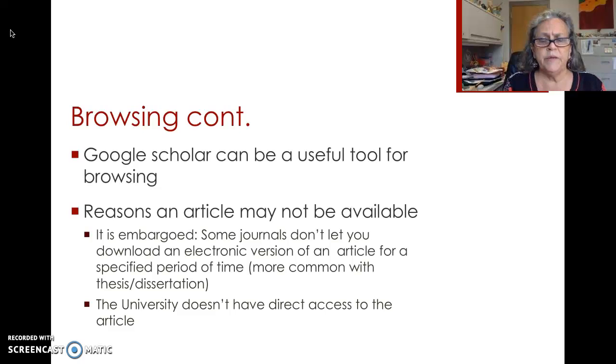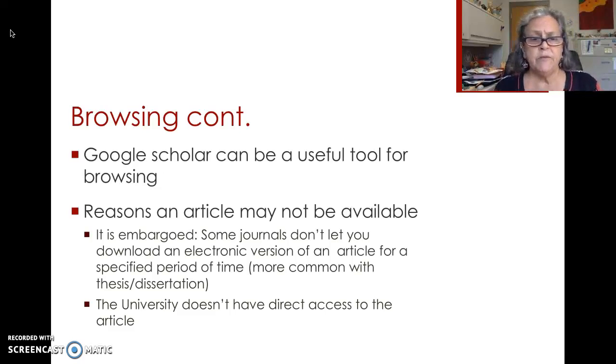Google Scholar can be a good useful tool. The nice thing about Google Scholar is you can put a whole article in, you can put a whole sentence in, and it'll pull up a whole bunch of stuff for you. In the library databases, it's better to put fewer words instead of more words. In Google Scholar, you can put as many words as you want.